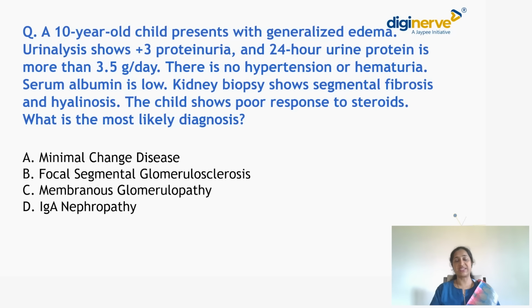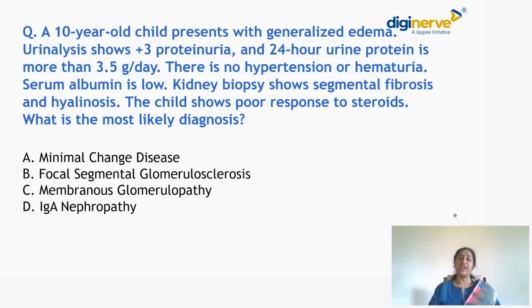Now looking at option C. Option C is membranous glomerulopathy. Now membranous glomerulopathy will present with all the features of nephrotic with poor response to steroids, yes. But what does the biopsy show? Biopsy shows accumulation of immune deposits, seen under the immunofluorescent microscope with a classical spike pattern. Then it is membranous glomerulopathy. This shows typical segmental fibrotic changes. So, this is not membranous glomerulopathy.